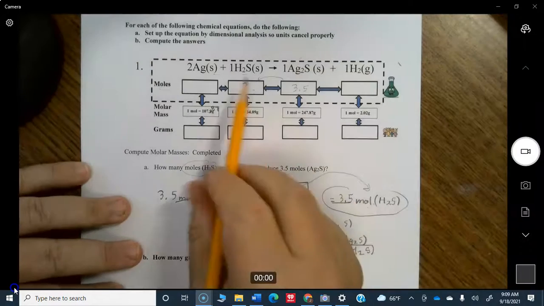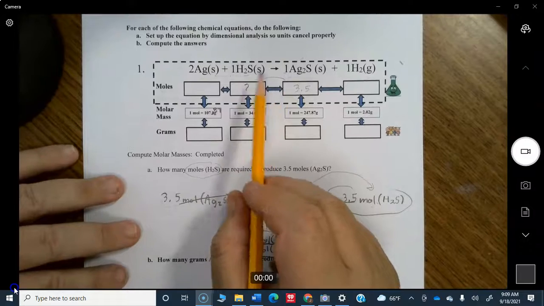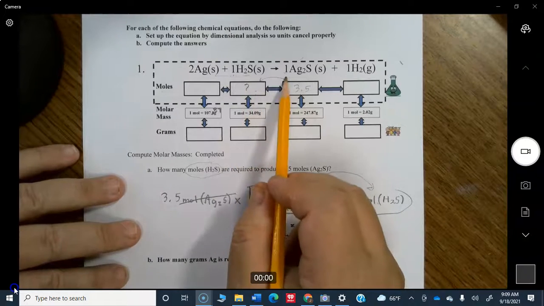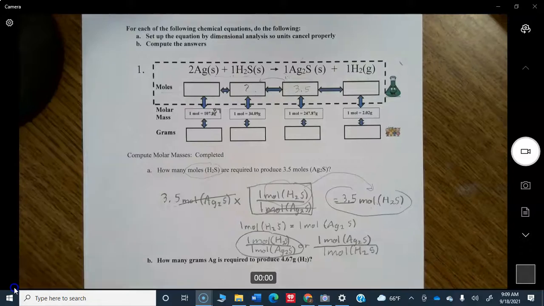So again, it's a one-to-one relationship. That's what I'm talking about. Think of it as ratios or relationships. If this is 3.5, then this is 3.5 because it's a one-to-one relationship. Okay? So that's how you do that.